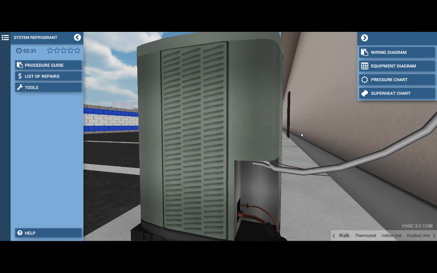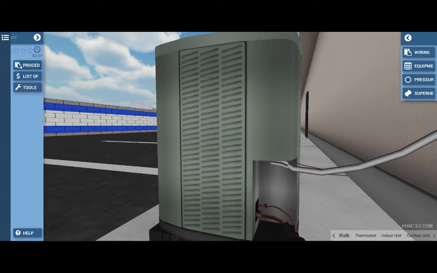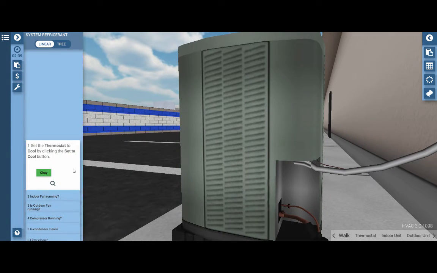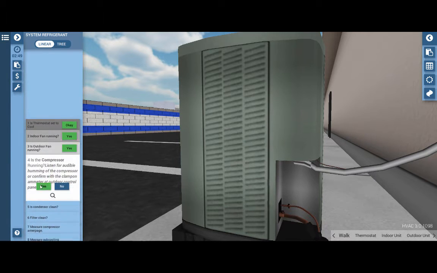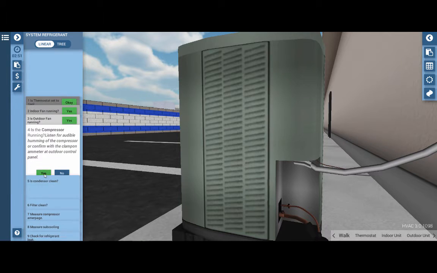So what we're going to do next is check the airflow. Now I suggest you use this procedure guide here at the top left. If we click on this, it'll walk us through each step in this troubleshooting procedure. So we've taken care of step one and step two. We've determined that the indoor fan is running, the outdoor fan is running, and the compressor is running. So let's keep clicking yes here.